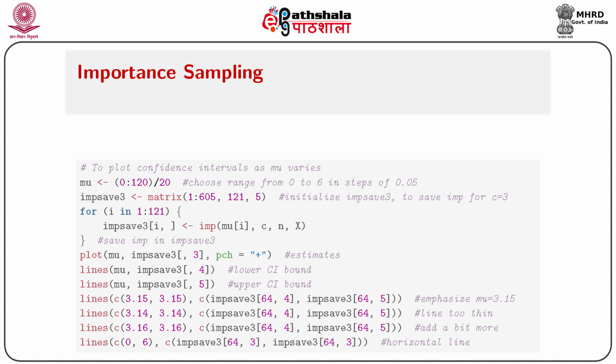So basically the first plot is the plot of mu for the 3rd column. The 3rd column is actually the estimate. Then the 4th column is the lower confidence interval and the 5th column is the upper confidence interval. So you plot, and then the lower and upper confidence intervals are plotted by the lines function.